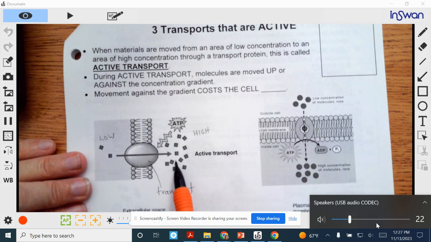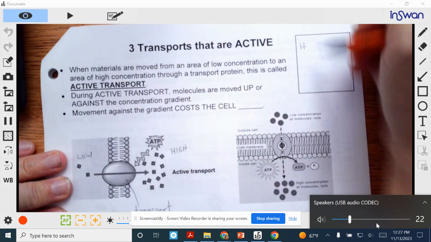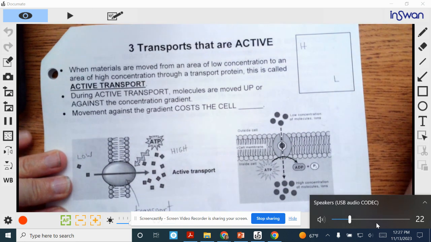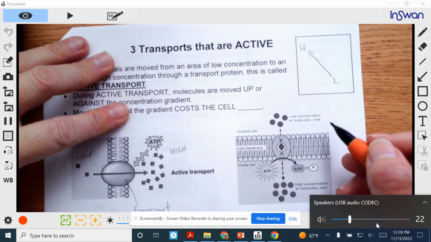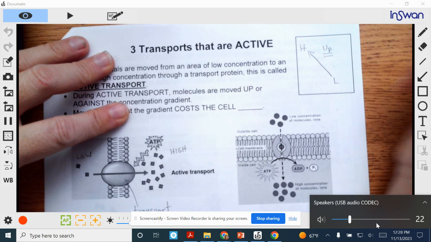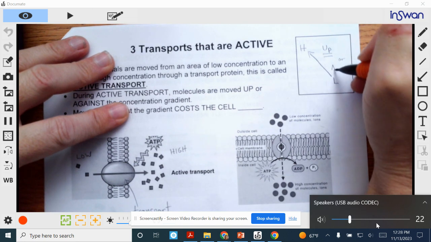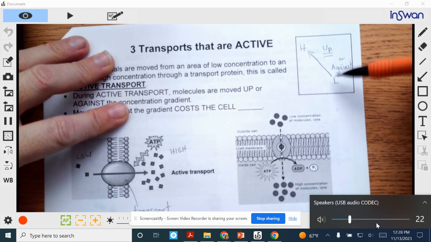But in active transport, we're trying to move molecules the opposite direction they would go if they were allowed to cross. So we're moving them from low concentration to high concentration, and that's going to cost the cell some ATP, okay? Now, remember with passive transports, diffusion, osmosis, and facilitated diffusion, we are moving molecules from high to low. In this case, with active transport, we're moving molecules from low to high, and we can say we're moving them up the concentration gradient, or we say we're moving it against. In passive transport, we are moving down and we are moving with.